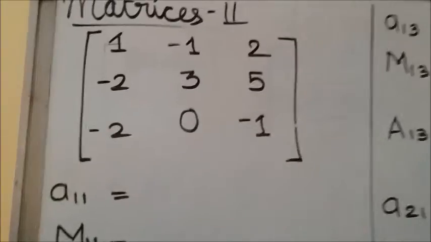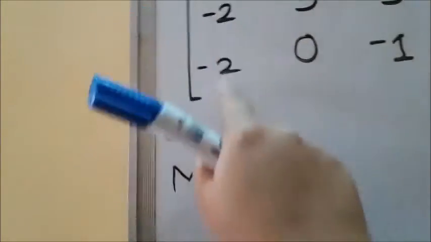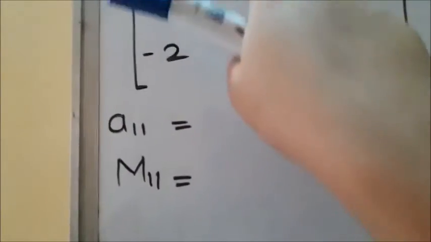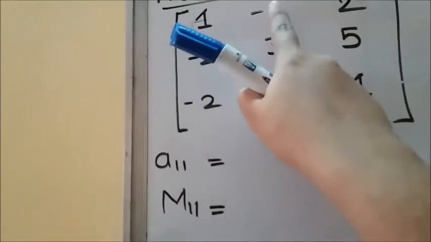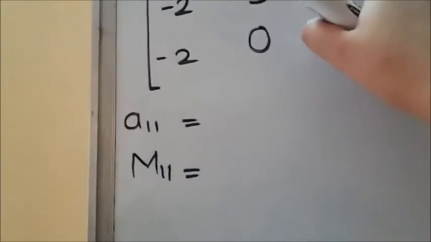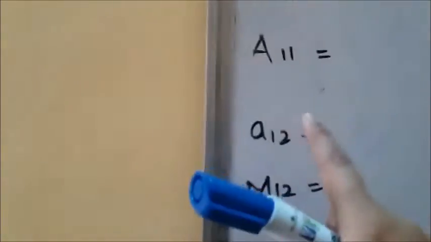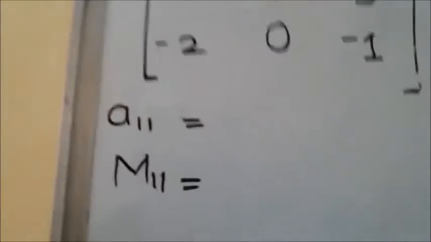Now here is my matrix. One is standing at the place of first row, first column, minus one at first row second column, 2 at the place of first row third column. So 11, 12, 13, 22 stand for the rows and columns. So just remember that. Now we will just fill out.